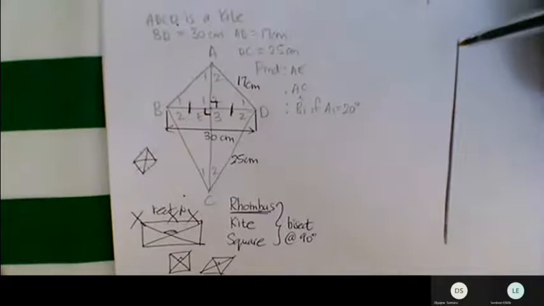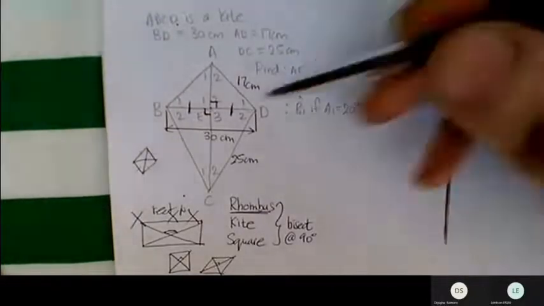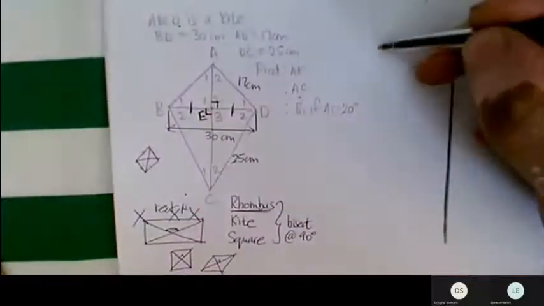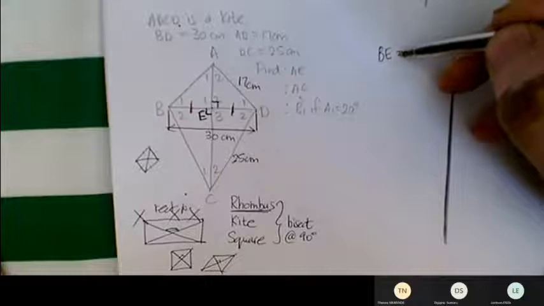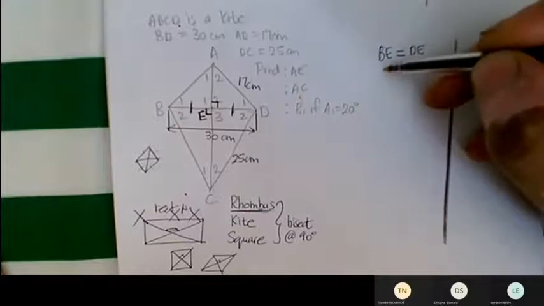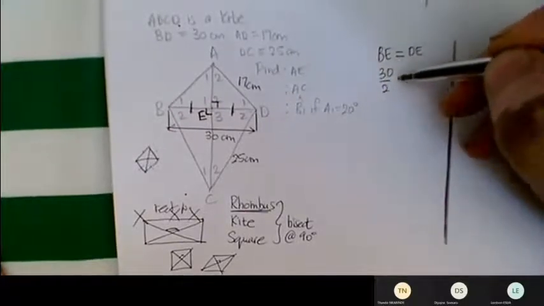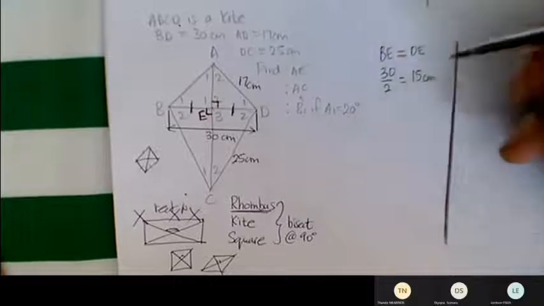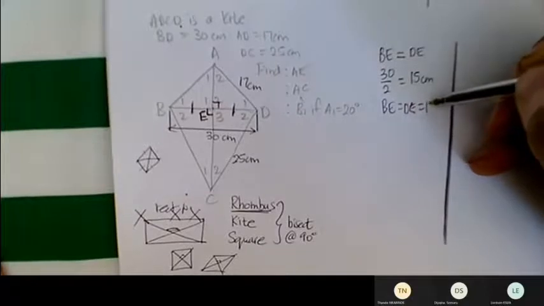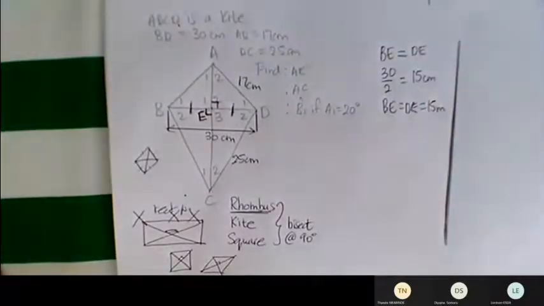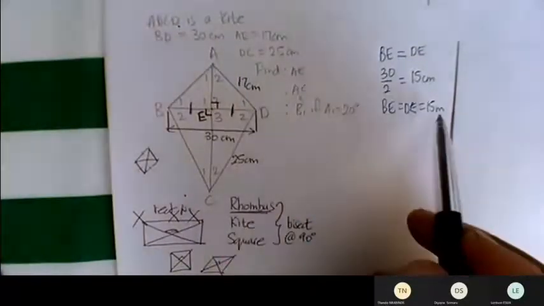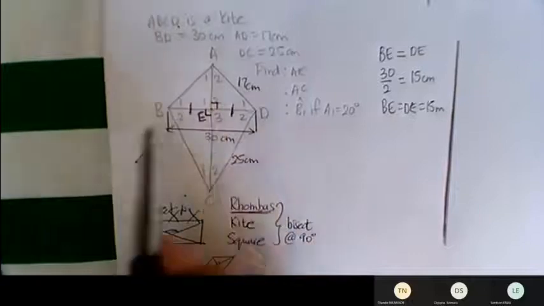So let's look at it. What letters is this here? Oh, it's E. I didn't see the E here. BE is equal to DE. So 30 divided by 2 is equal to 15. So BE is equal to DE is equal to 15. Notice we already have this piece here as being 15. That piece is 15.